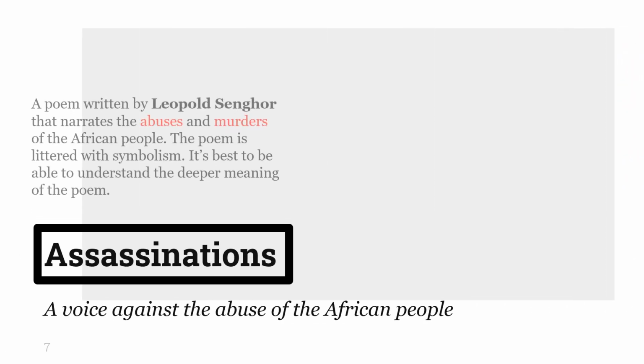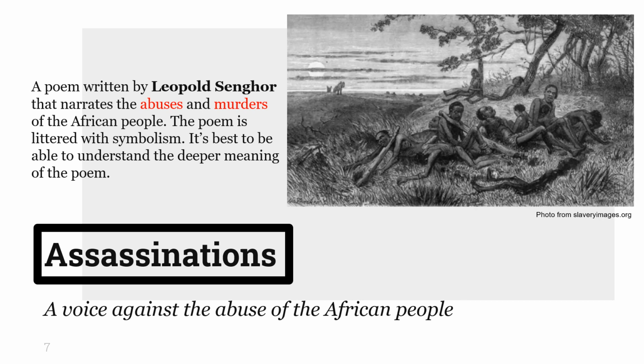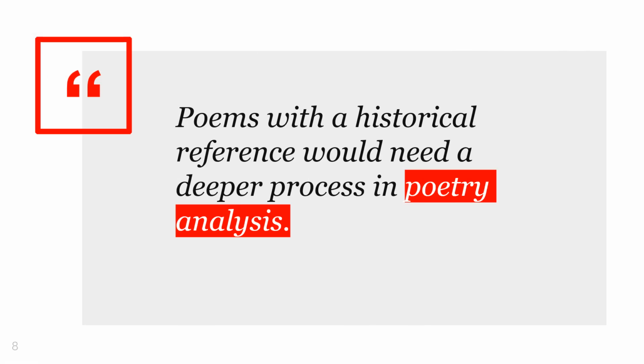Now, Assassinations. This is a poem, again, written by Leopold Senghor, and it narrates the abuses and murders of the African people. The poem is littered with symbolism, and it's best to be able to understand the deeper meaning of the poem. When it comes to poems with a historical reference, you would need a deeper process in poetry analysis. So don't forget that.